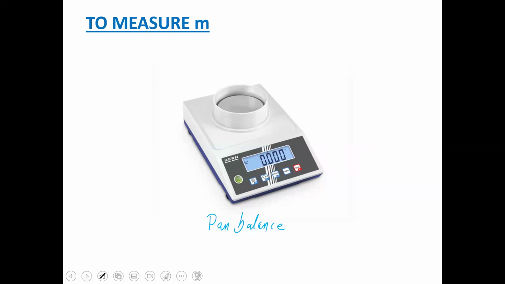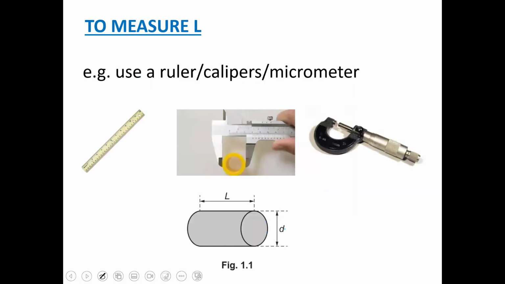Top pan balance. Why am I thinking of a pan balance? To measure the mass of the cylinder. Now, length L. Use a ruler or caliper. So how can I find the length? Look at the screen. I can use a meter rule. I can use a vernier caliper. What is the third option for measuring L? Micrometer screw gauge.